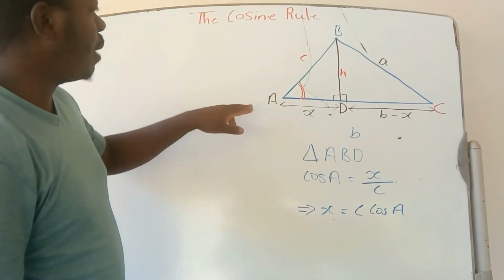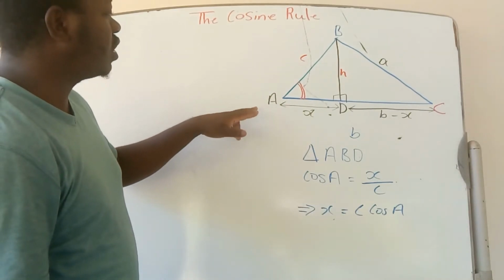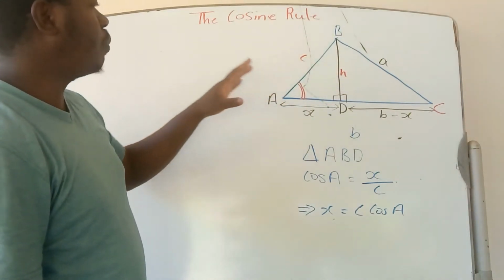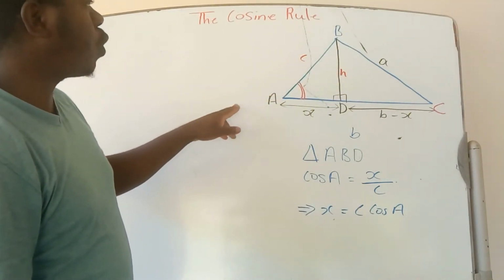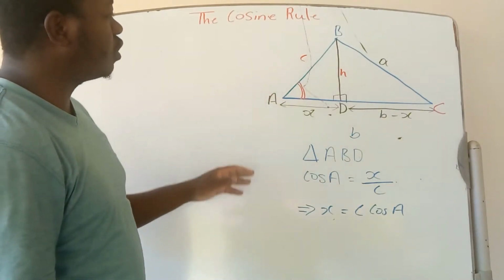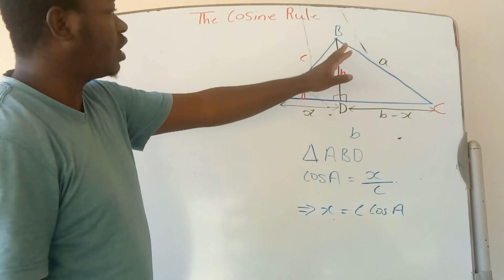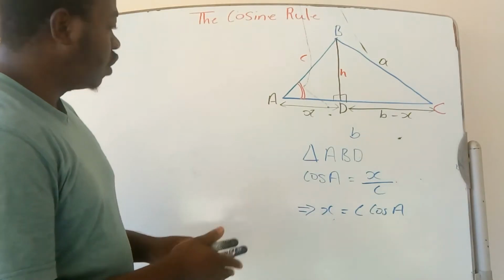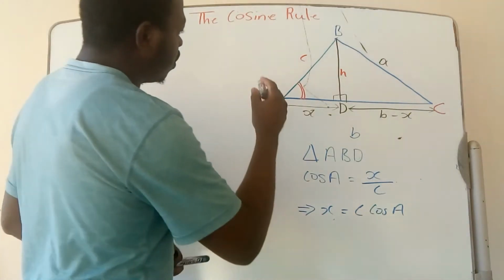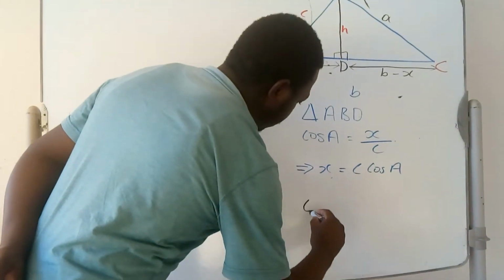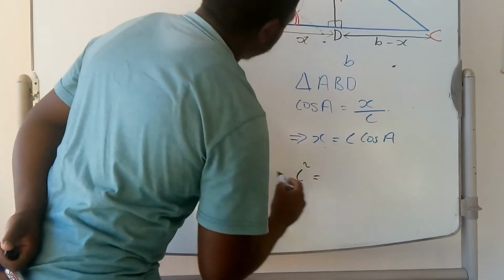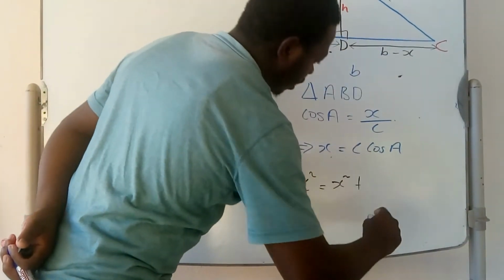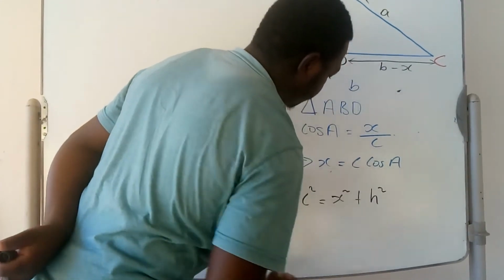But could we actually apply the Pythagorean theorem to the triangle ABD? Yes. Do we have all the lengths? The Pythagorean theorem states that the square of the hypotenuse is equal to the sum of the squares of the other two shorter sides. So that means we could apply Pythagoras to this triangle as well. If we apply Pythagoras to this triangle, we're therefore saying that c squared is equal to x squared plus h squared.